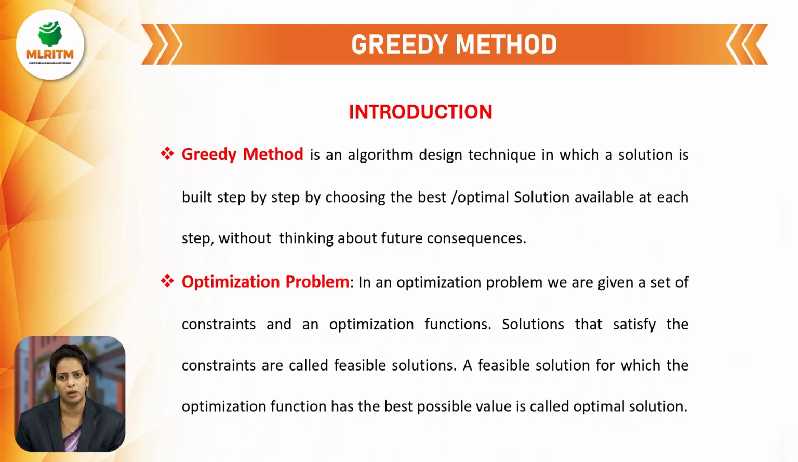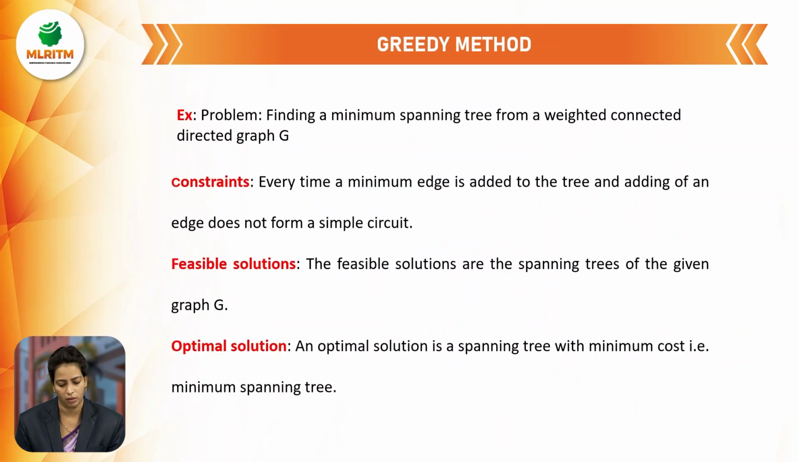What is meant by optimal problem? In an optimal problem, we are given a set of constraints and optimal functions. Solutions that satisfy all the constraints are called feasible solutions. The feasible solution for which the optimization function has the best value is called the optimal solution.